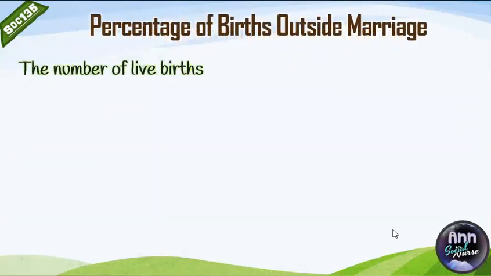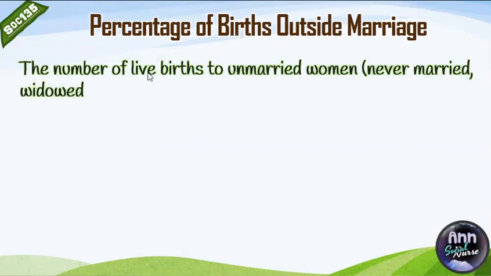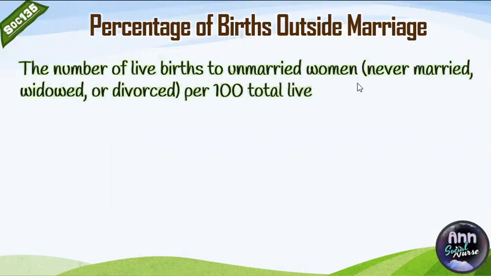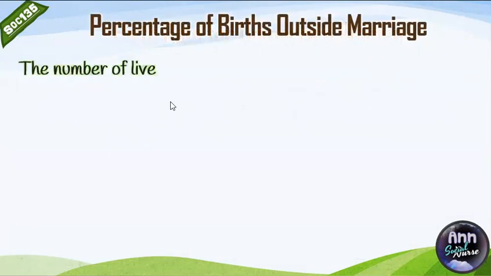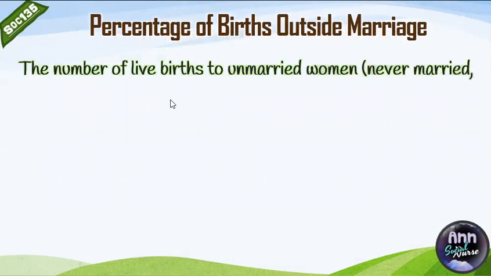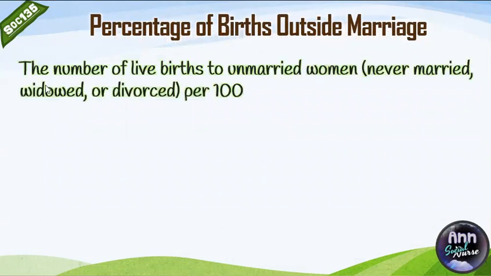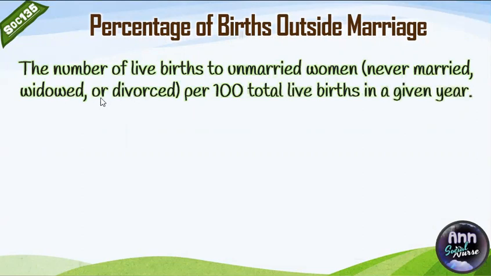Percentage of births outside marriage. It's the number of live births to unmarried women, those who never married, widowed, because it's outside of marriage with no more husband, or divorced, not living with the husband anymore, per 100 total live births in a given year.